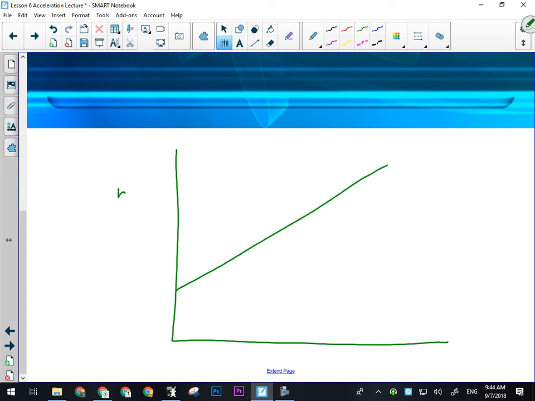So let's say I've got a velocity versus time graph that looks like this. And this is like, I don't know, 2, and this is 0, and this is 8. This would be like, I don't know, 10. Okay, how would I solve for the displacement of that object?